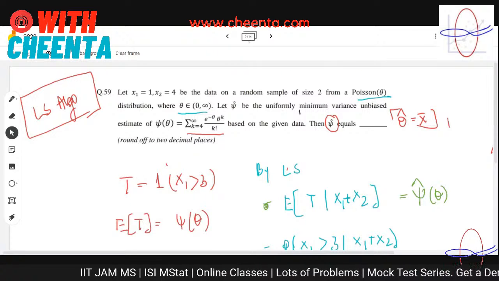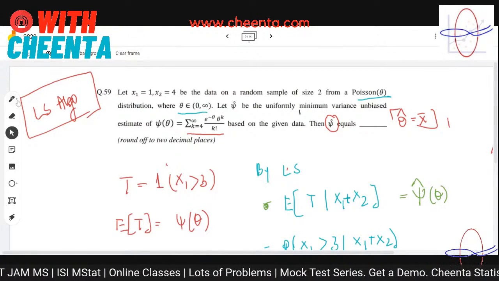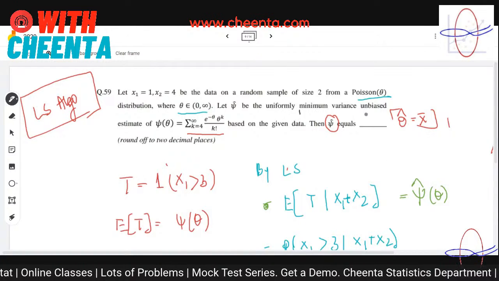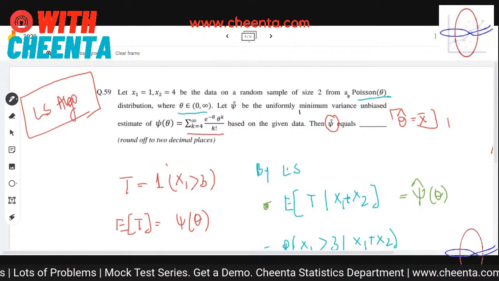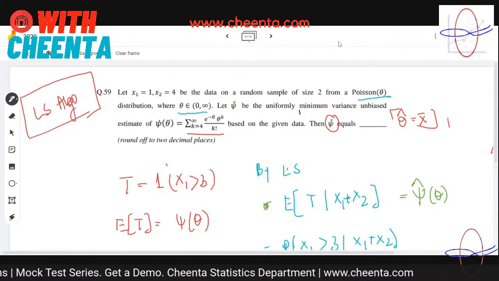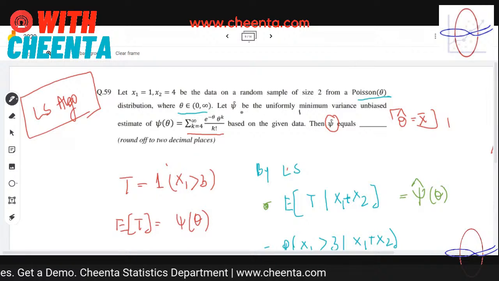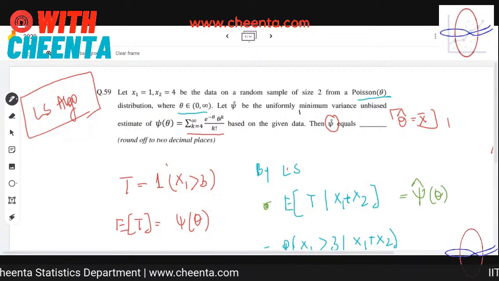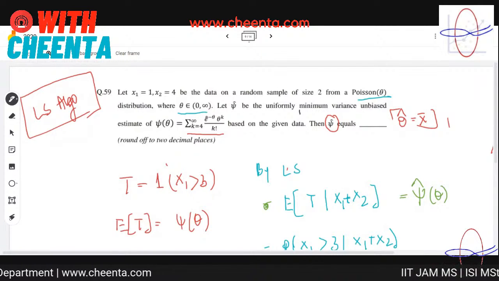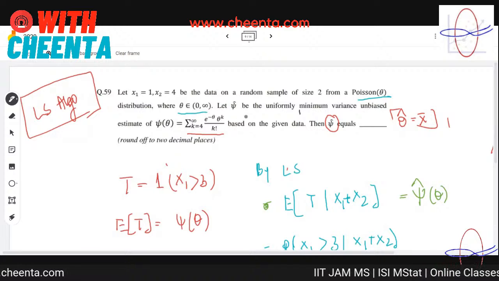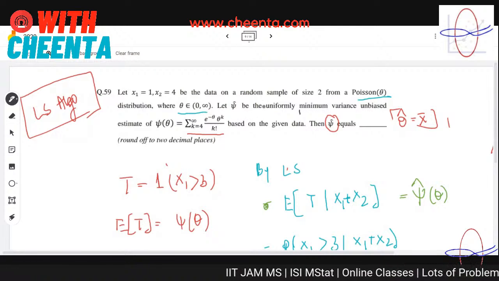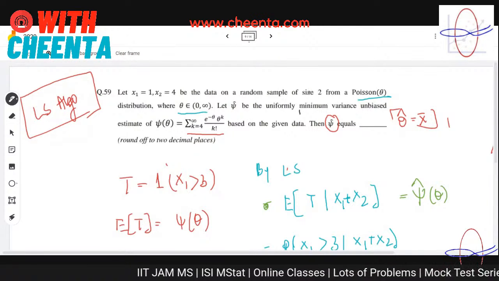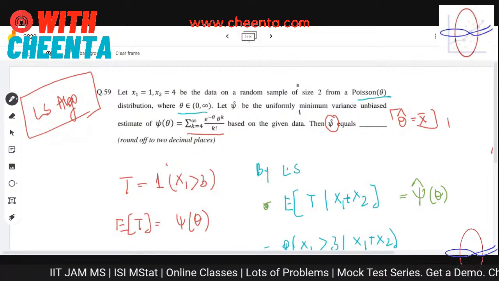The problem gives a data set for computing a number in numerical form. Essentially, there is a sample from a Poisson(theta) distribution, and you have to find the UMVUE of a given parameter function psi of theta.